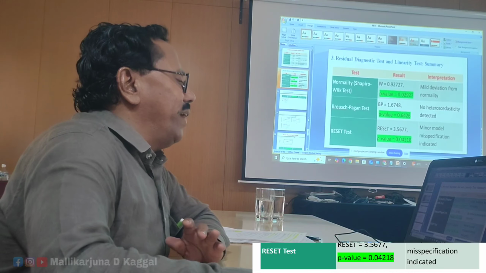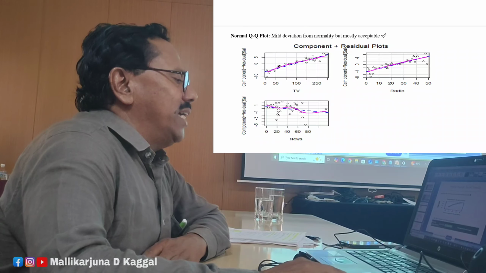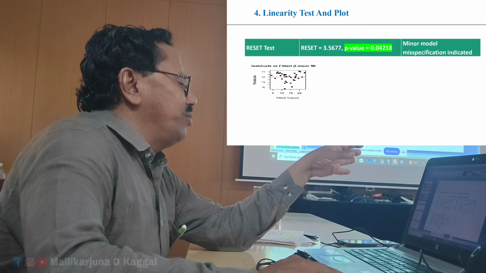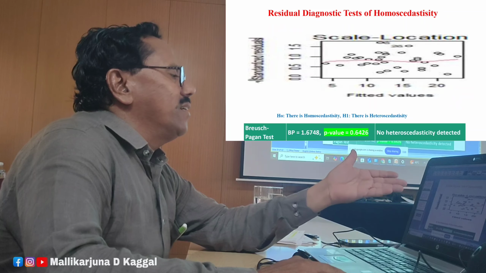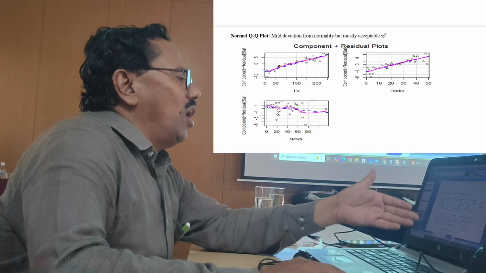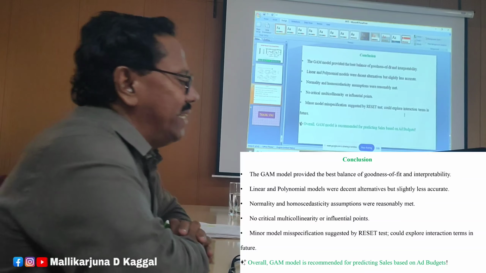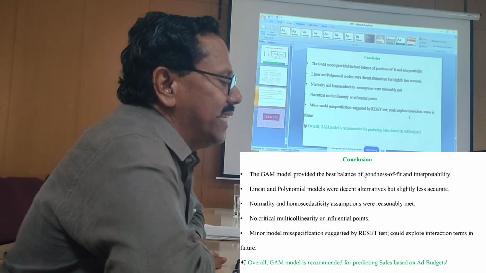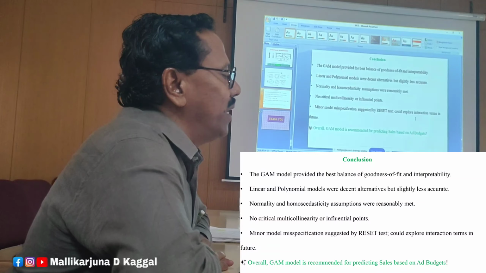Now, this is what we have done. Again, we have done graphs also, with a normal check. Those three we have put in one sheet. Individually also we have shown the normality plot as well as its data and result. Again, the homoscedasticity plot as well as its results. These are all scatter plots I have taken individually to determine it. In conclusion, overall we say that the GAM model is recommended for predicting sales based on your advertisements, different types of advertisements.